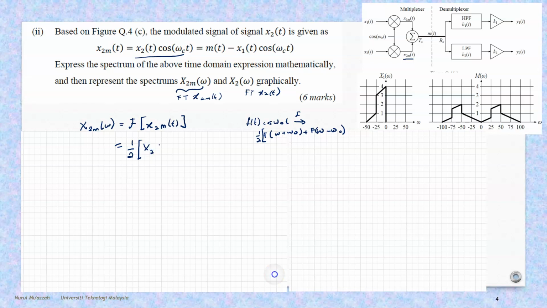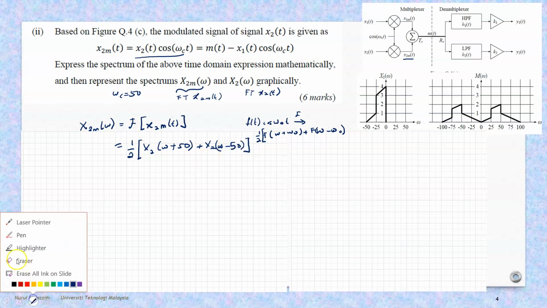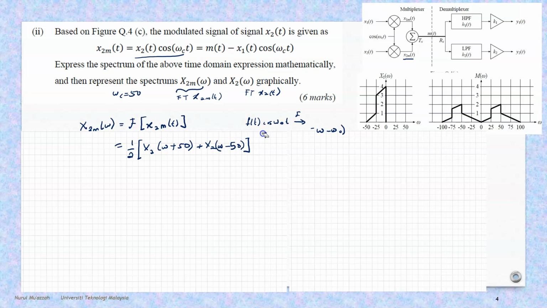X2 omega plus omega c. And we have determined before from question 1 that omega c is equal to 50. So we just put 50 here, plus X2 omega minus 50. I'm going to erase this part here, because this is just from the table.